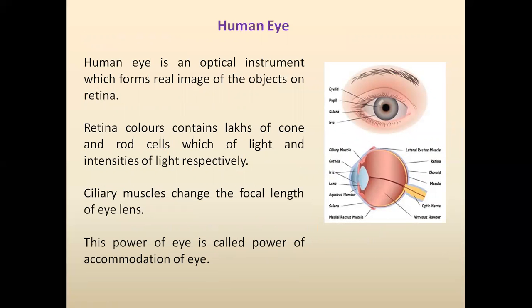Now, the human eye is an optical instrument which forms a real image of an object on the retina. The retina contains lakhs of cone and rod cells which respond to colors of light and the intensities of light respectively. The eye muscles change the focal length of the eye lens. This power of the eye is called the power of accommodation of the eye.